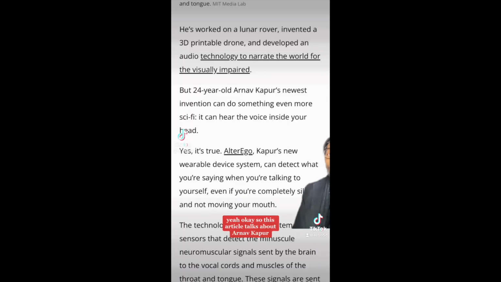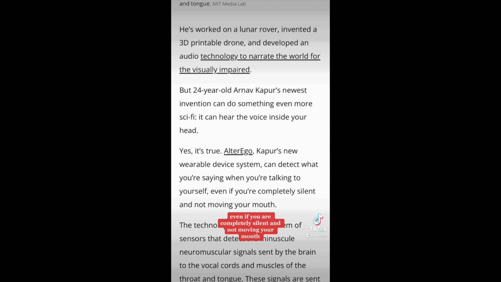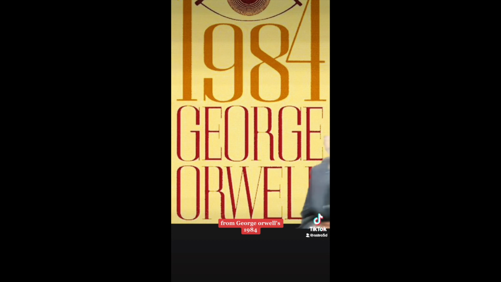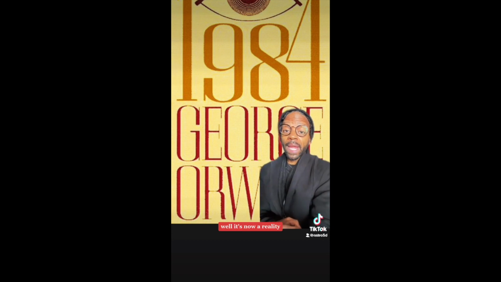Yeah. Okay, so this article talks about Arnav Kapoor, and down in the article, yes, it's true, Alter Ego, Kapoor's new wearable device system, can detect what you're saying when you are talking to yourself, even if you are completely silent and not moving your mouth. You remember the thought police from George Orwell's 1984? Well, it's now a reality.